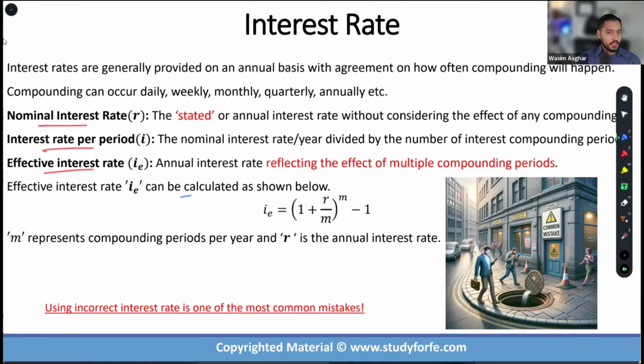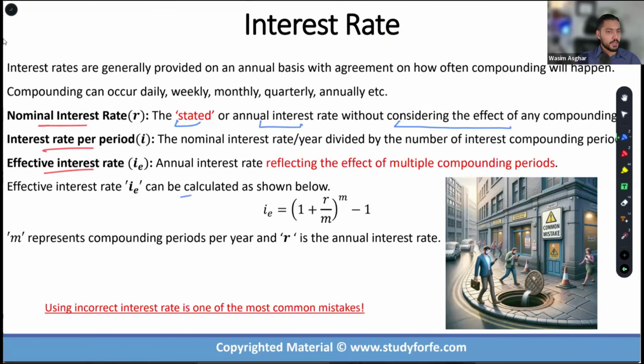So the stated or the annual interest rate does not consider the effect of any compounding. It is the annual rate that is compounded only once a year, okay? Once a year compounding is happening. We never use simple interest rate, by the way. We never use simple interest rate anymore. The nominal interest rate is the interest rate or the stated interest rate or the annual interest rate where compounding is happening only once a year.